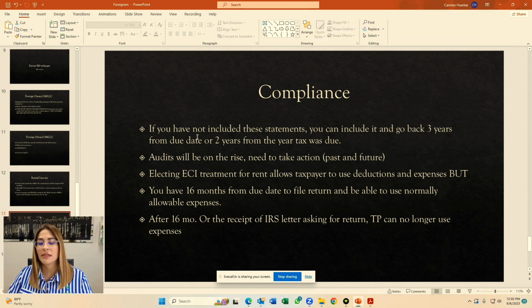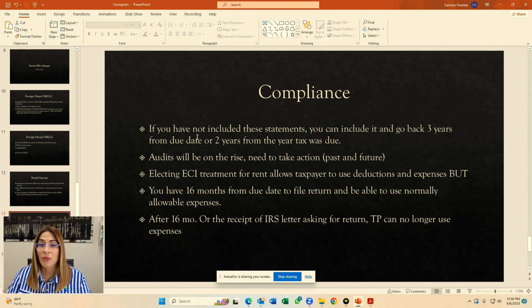If you have not included these statements in your tax return, electing to have that rental income treated as ECI, you can include it now, like this year, and go back 3 years from the due date or 2 years from the year the tax was due. We're coming into 2024, and we're going to be filing 2023's taxes. So you can include the statement in 2023's taxes and include '22 and '21, okay?